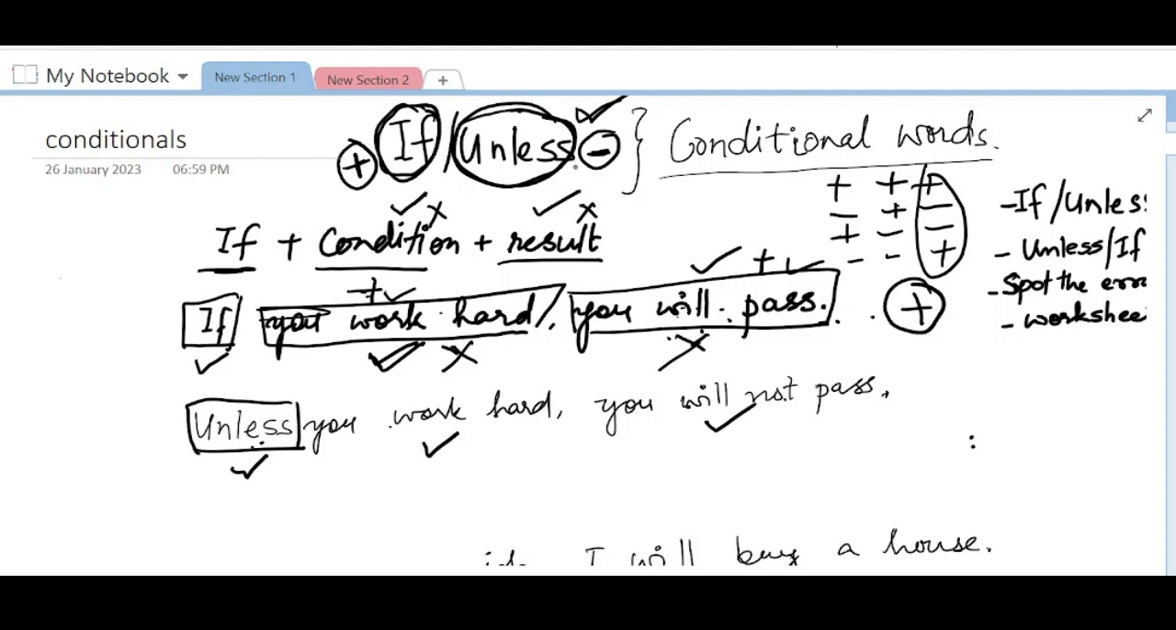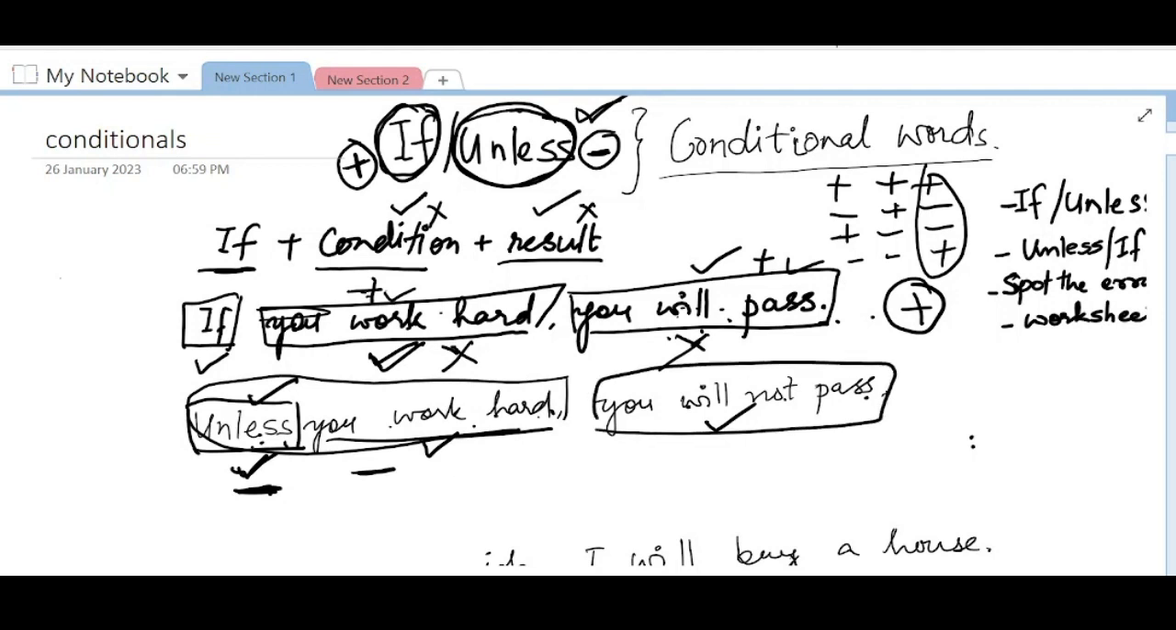And in the beginning I have told you that unless is a negative word, right? So, unless you work hard, you will not pass. Unless you work hard, you will not pass. Now, unless is a conditional word, but it's in the negative form. You work hard, obviously, is the condition. But now this part of my conditional sentence has become a negative part. And you will not pass is again a negative part. So, minus minus plus. Understood?